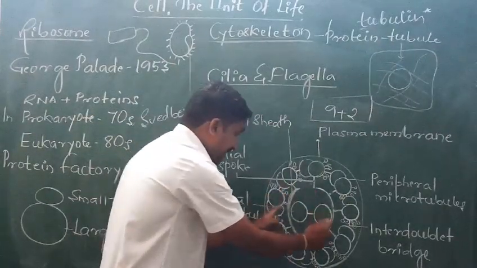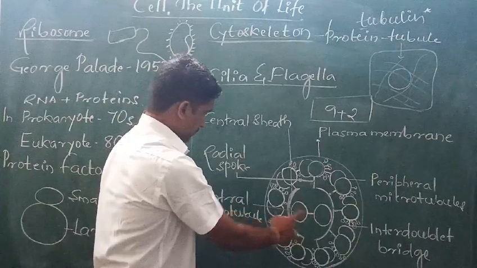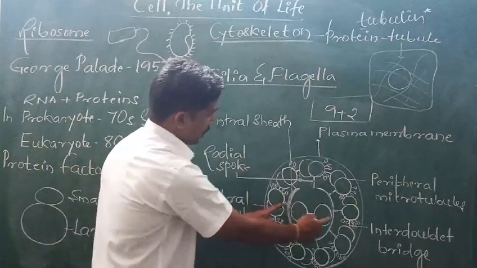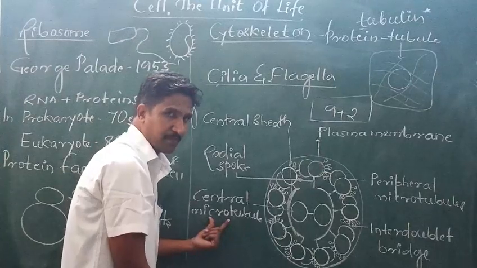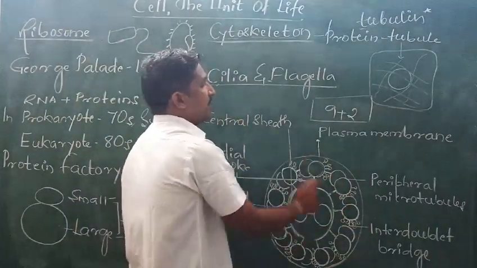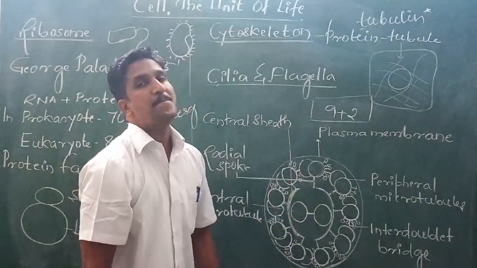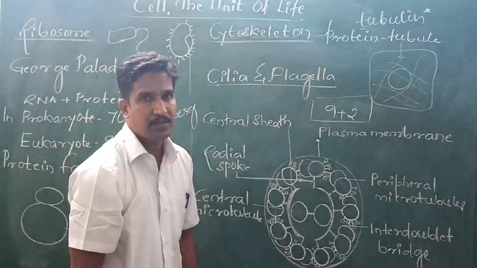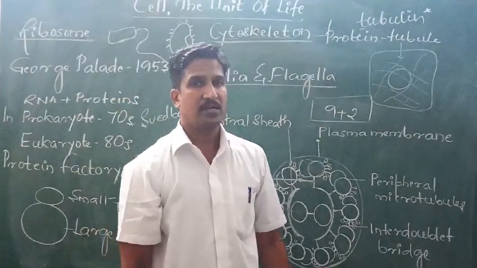And inside the central sheath, there are the central microtubules. And this entire structure is covered by the plasma membrane. That's all. And these are helpful for making movement.